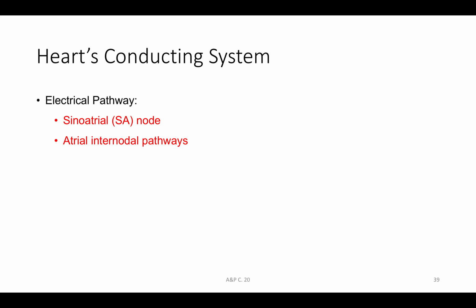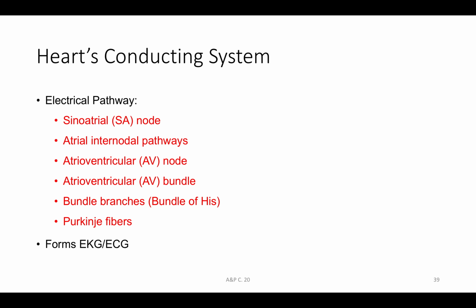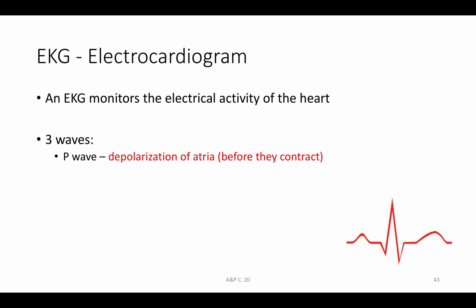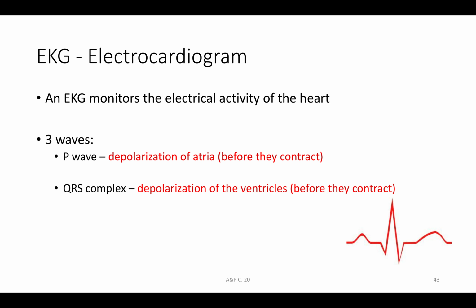You need to be familiar with the pathway of electricity through the heart. Remember, it's going to start at our pacemaker, our SA node. It is going to travel to the AV node, down the AV bundle, through the bundle branches, and then to the Purkinje fibers. And this electrical pathway is what forms our EKGs or our ECGs. So an electrocardiogram or an EKG monitors the electrical activity of our heart.